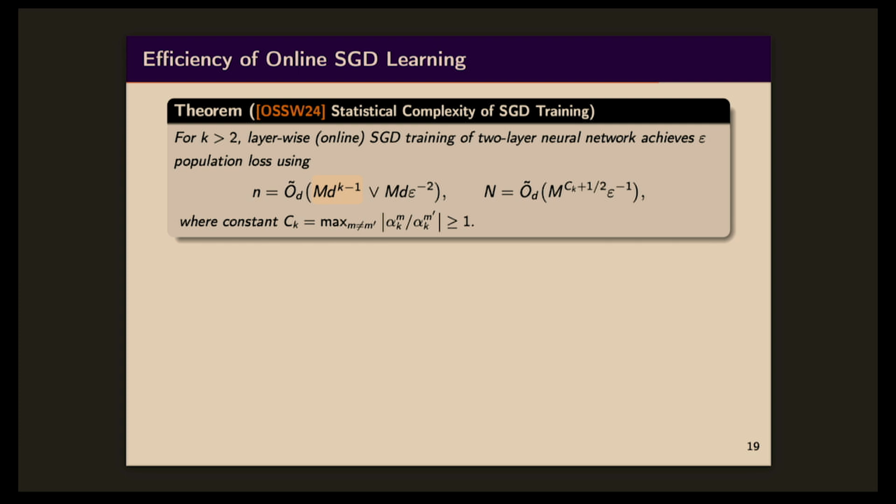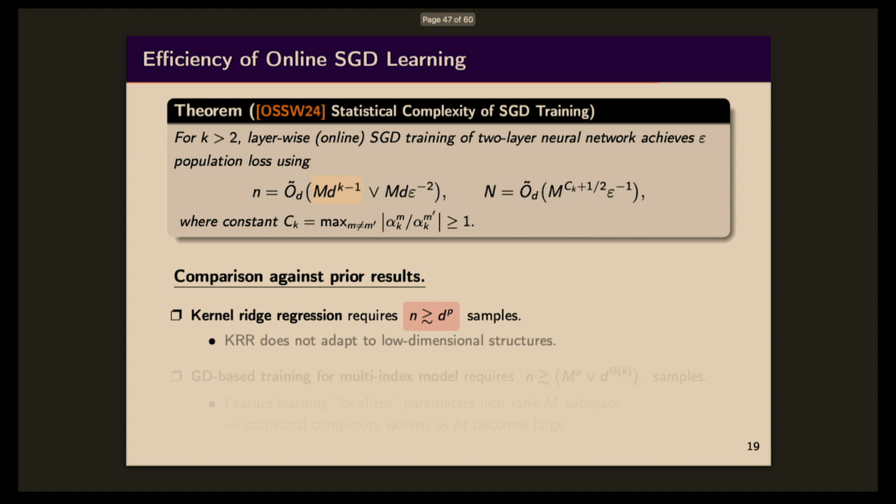Let's just quickly compare this against the other algorithms. For kernel ridge regression, again, the sample complexity will be d to the p, but p is a degree, which is always larger or equal to the information exponent. So here we always gain something. The gradient-based training is going to outperform kernels.